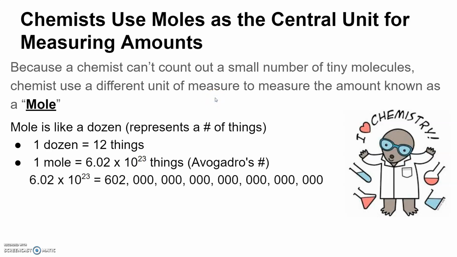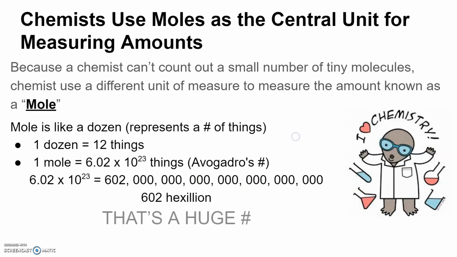Now, 6.02 times 10 to the 23, that's a huge number. Let me show you how huge it is. After the 2, there are 21 zeros. And that number represents 602 hexillion. Like I said, that's a huge number. And the reason why it's such a huge number is because atoms and molecules are really super tiny. So in order for you to have any amount of it, you're going to need a lot of atoms and molecules, any significant amount for you to measure.